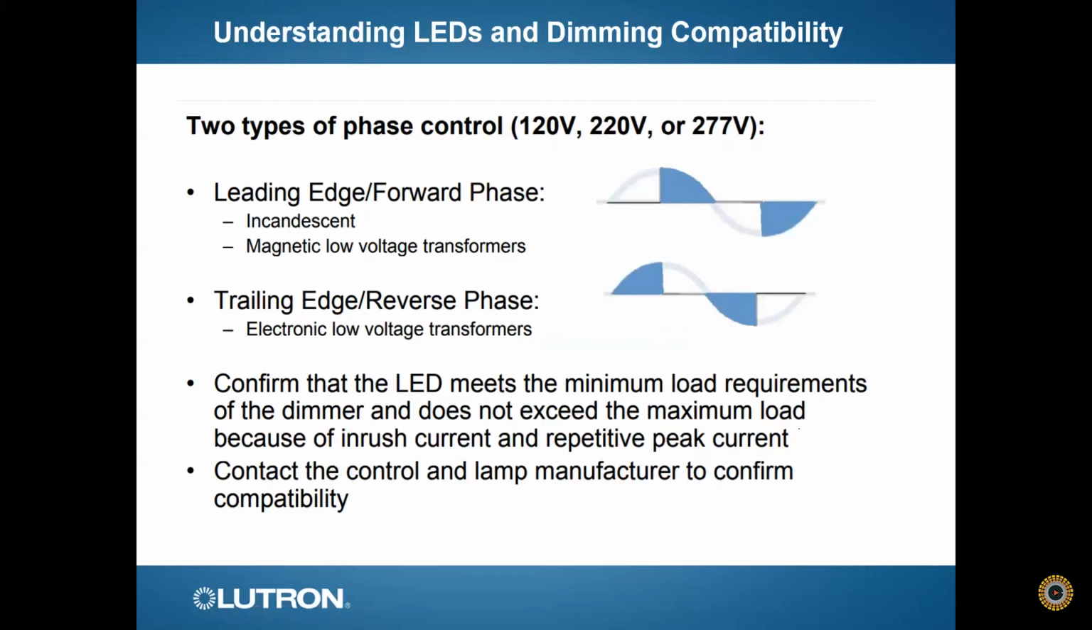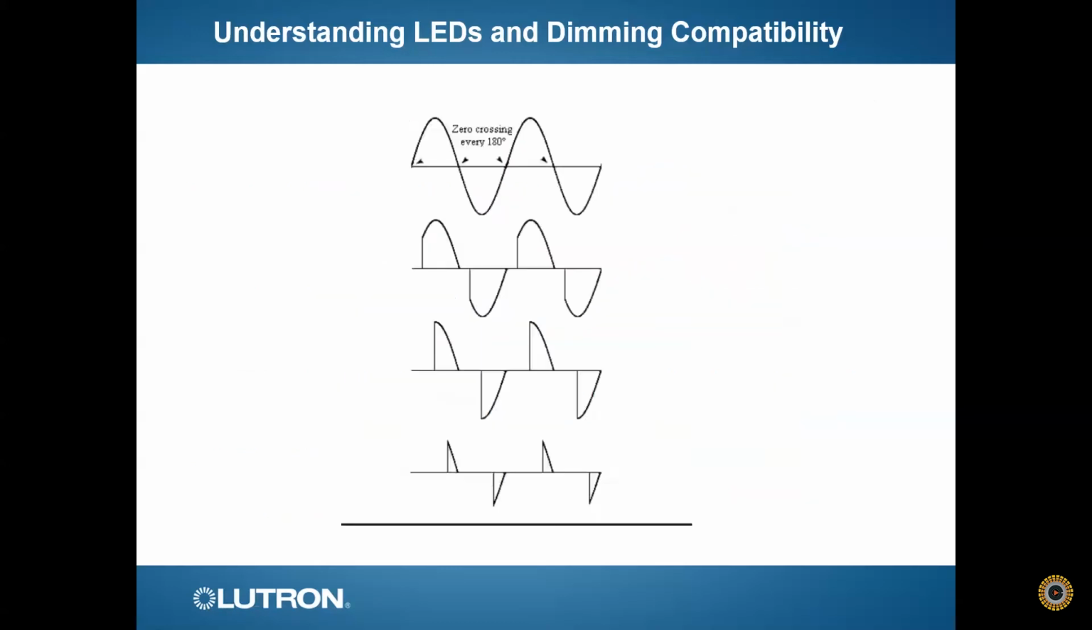For some reason, with the electronic low voltage, almost always they prefer reverse phase dimming. I'm not 100% sure why that is. It's just the way that they use the diodes to limit the current. And that's probably about as technical as I can get with you on that one. But for some reason, electronic low voltage, because of the design, almost always prefers reverse phase dimming. So that's one thing that you want to check when you're dealing with LED fixtures: what type of phase dimming does it like, forward phase or reverse phase.